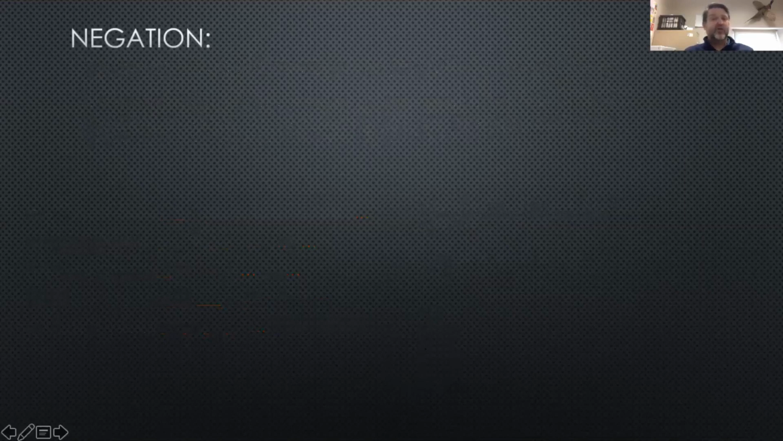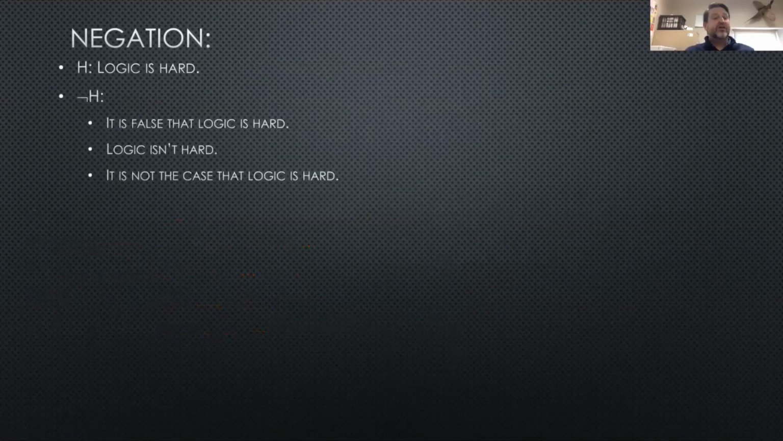All right, let's dig in a little more closely to the negation connective. So consider this sentence: logic is hard. We might represent each of the following three sentences using the negation of H. We can say, it is false that logic is hard, using negation H. We can say, logic isn't hard, using negation H. We can say, it is not the case that logic is hard, using negation H. All three of those are equivalent from the point of view of symbolic logic.